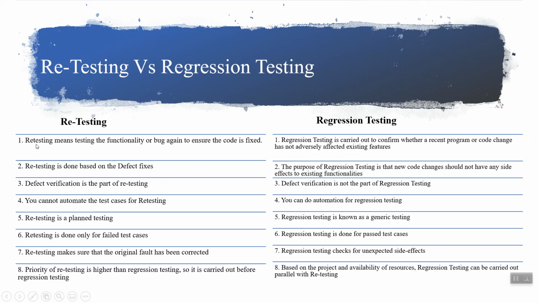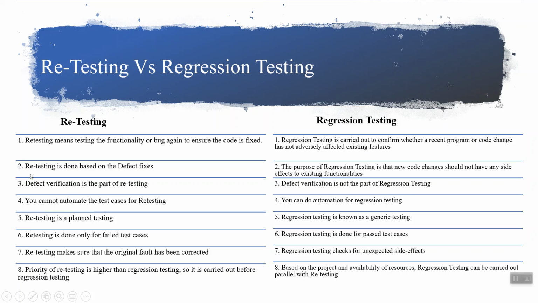The first one is the definition. Retesting means testing the functionality or bug again to ensure the code is fixed, while regression testing is carried out to confirm whether a recent program or code change has not adversely affected existing features.